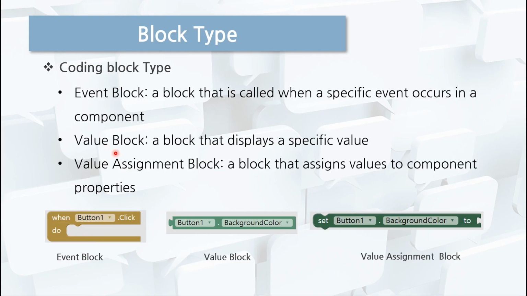The next one is the value block, a block that displays a specific value. And the next one is the value assignment block. That is the block that assigns a value to a component property, like text and color and some other component. If you want to change something, then you need this value assignment block. So App Inventor provides those three kinds of block types.